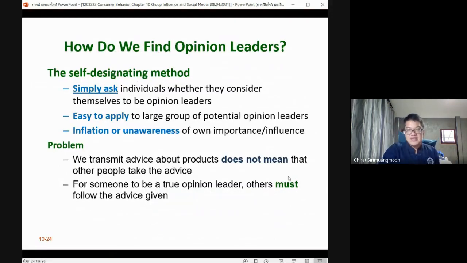How do we define who is an opinion leader and who is not? The easiest way is to ask directly, or the self-designating method. You can ask them directly: who do you think is the opinion leader, or who is going to influence your decision? They will answer, and finally you have the information.